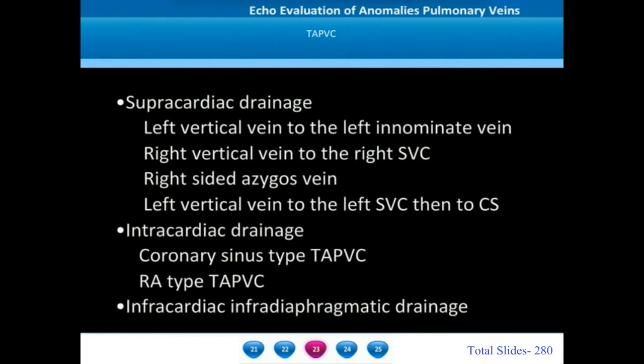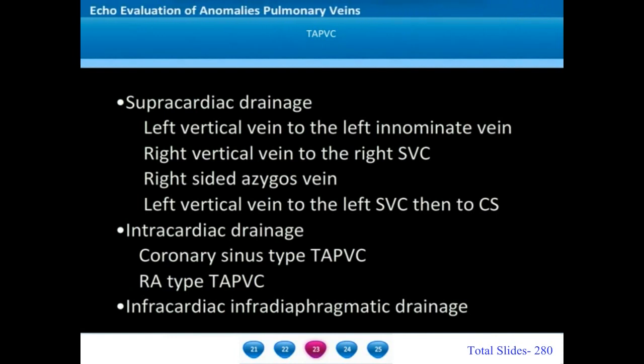The commonest type of TAPVCs are the supracardiac types of TAPVC. It may drain into the left vertical vein towards the left innominate vein, or a right vertical vein to the right superior vena cava. It may enter the right azygos vein, or sometimes form a left vertical vein that drains into a left superior vena cava, which then drains back into the heart through the coronary sinus.